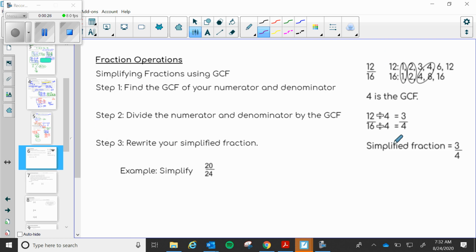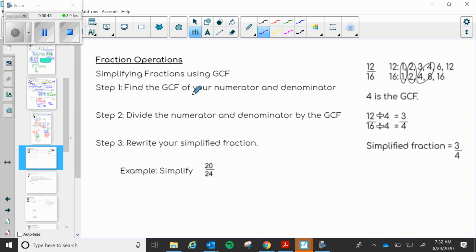I also have an example over here, but this is using the listing method. So you can use this as a reference to double check your work always, but we're going to use the steps to use GCF to simplify our fraction. So let's just get straight into it.